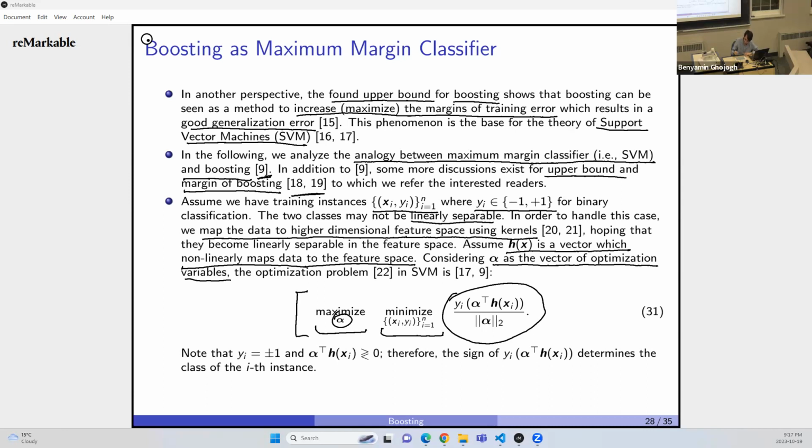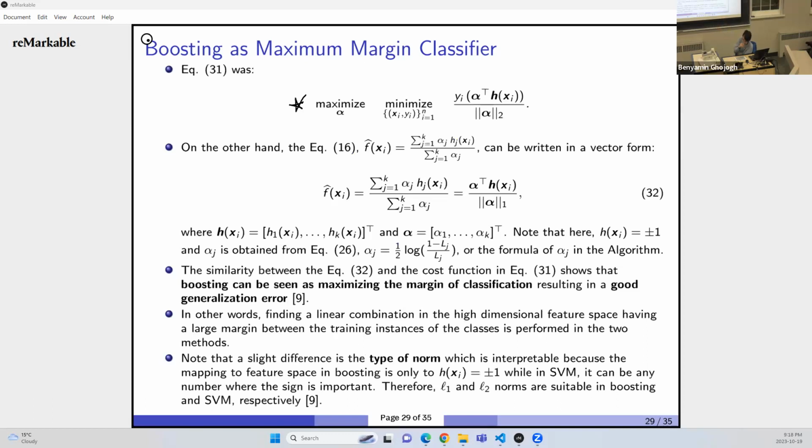So here, my alpha are the dual optimization variables, and xi and yi's are the primal optimization variables. yi is +1 or -1, and alpha transpose h(xi) is either greater than 0 or less than 0. As a result, the sign of yi determines the class of the ith instance. So here we just reviewed SVM. Now let's see how it is related to our thing.